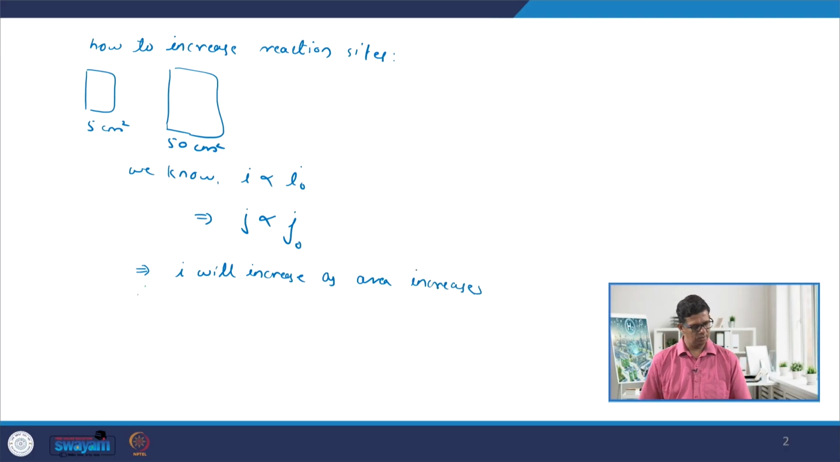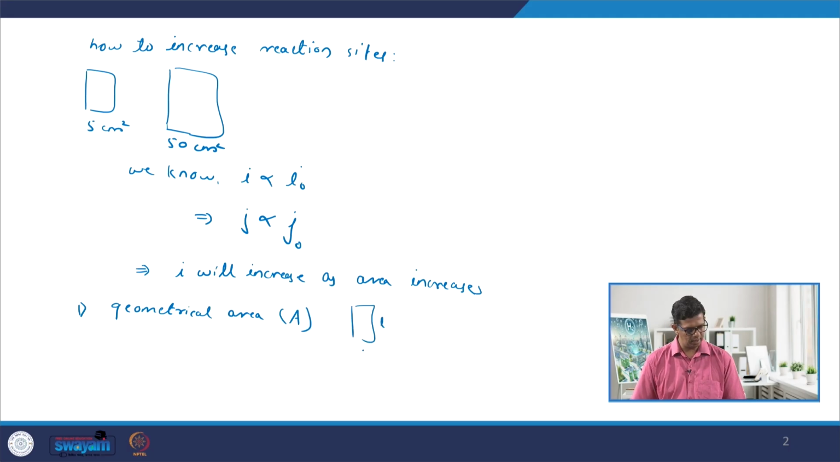So, the first one, as we have understood, is your geometrical area, which we actually measure. When I say it is 5 centimeter square, we actually measure the length and width of the electrode, and we say it is the geometrical area A. So, let us call this A. Let me do this again. This is length into width. So, area is basically length into width, in centimeter square.